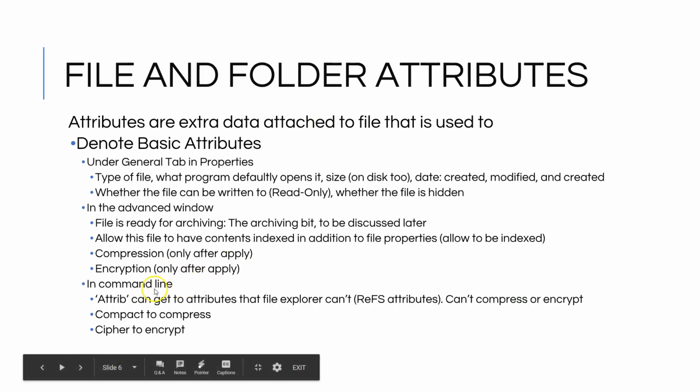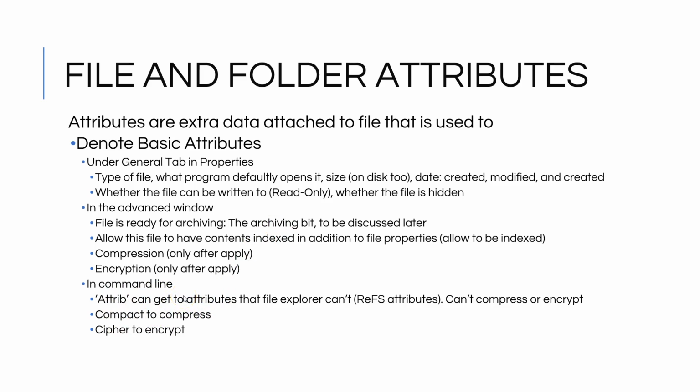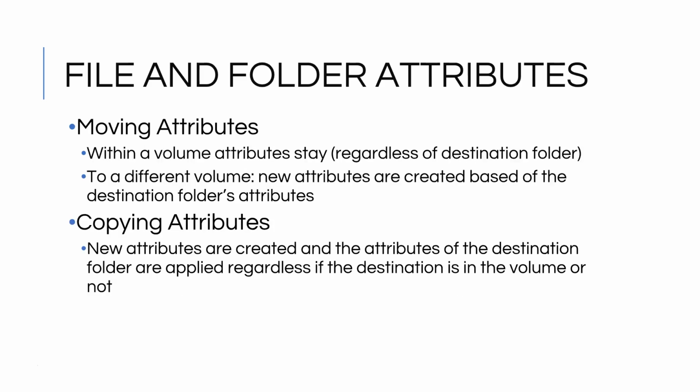In the command line, you can use the command attrib to get the attributes that File Explorer can't, sometimes ReFS attributes. You use compact to compress a file and cipher to encrypt it. Just to let you know, not only can you read attributes of a file, you can change them. Again, if you're writing scripts with PowerShell, that's handy to know.